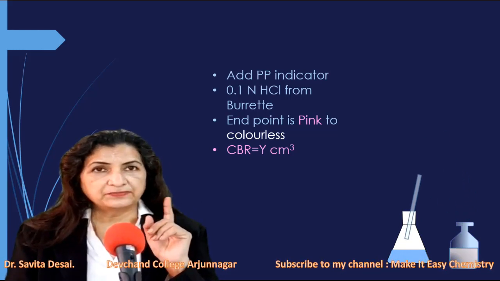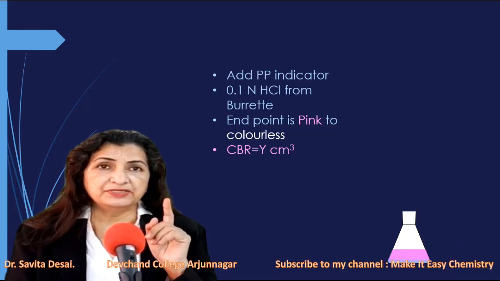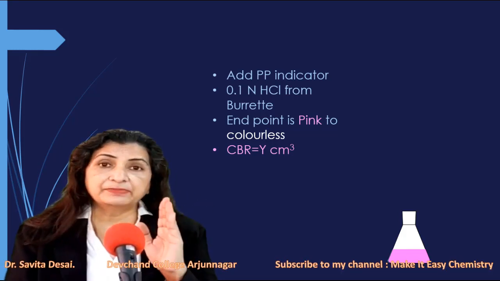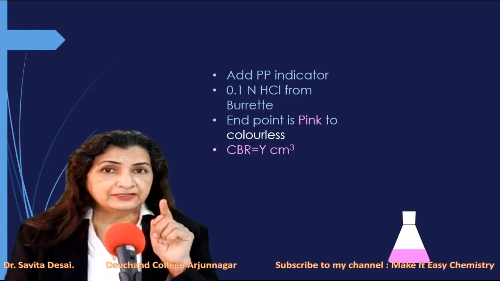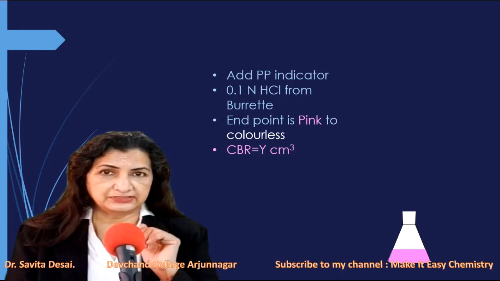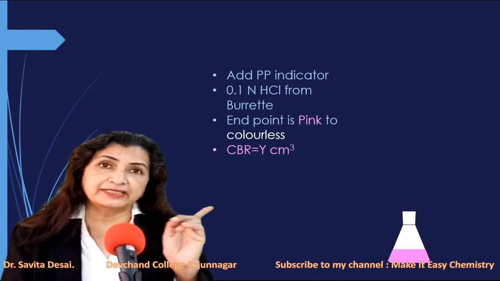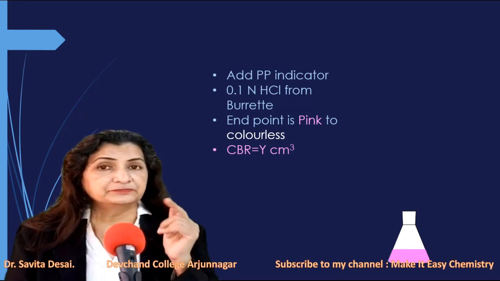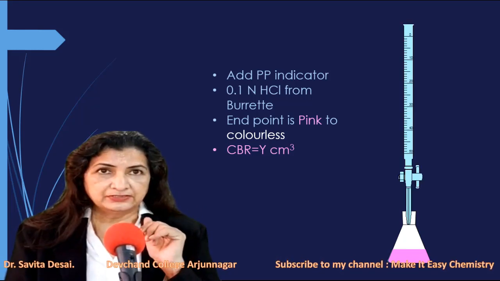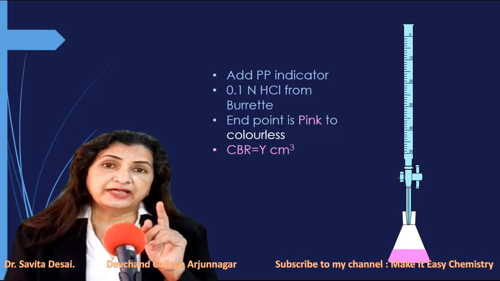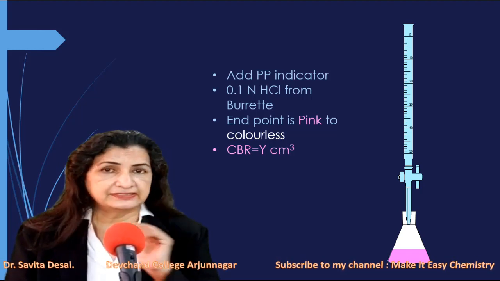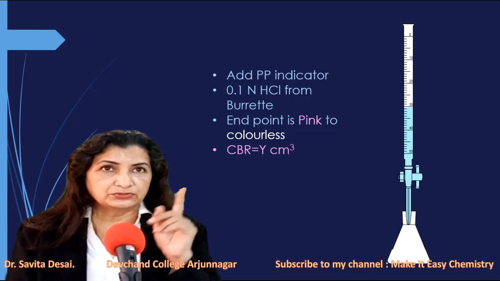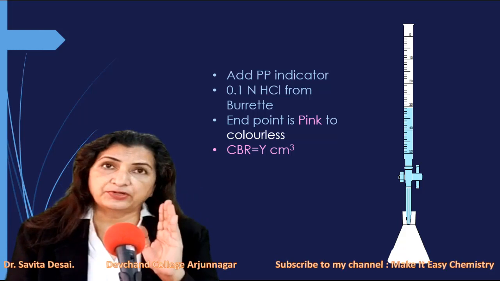With the addition of phenolphthalein, the solution immediately turns pink. Why? Because in that solution there is some excess KOH present which is not utilized for the hydrolysis purpose. Due to the presence of that excess KOH, that is alkali, the phenolphthalein turns the solution pink in color. From the burette, now we are going to add dropwise 0.1 normal HCl solution. The end point is pink to colorless. That point is noted down as the end point.